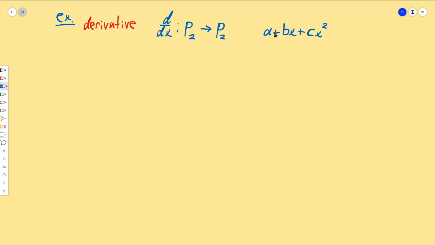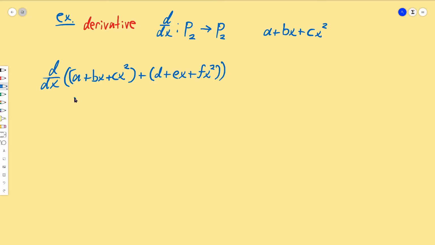It takes in some quadratic polynomial, and it outputs the derivative of that, which will technically be included within the space of quadratic polynomials, even though you already know that the derivative of a quadratic polynomial is actually a linear polynomial. First, let's verify the preservation of addition. So let's say I'm applying this map d/dx to the sum of two polynomials, a plus bx plus cx squared, plus d plus ex plus fx squared.